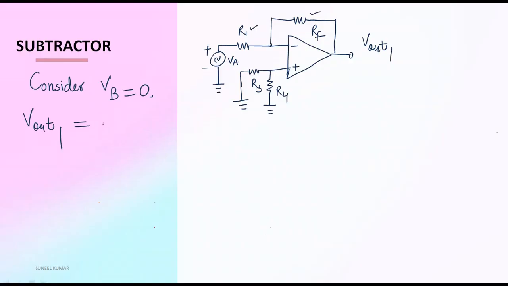So what will be the output? Output will be simply minus RF divided by R1 into input voltage VA. So this is equation number 1.